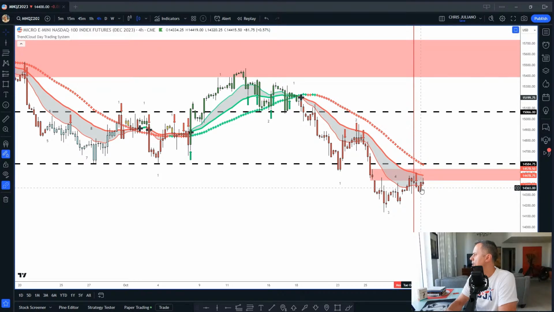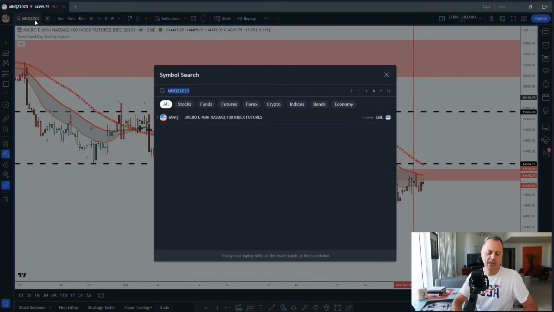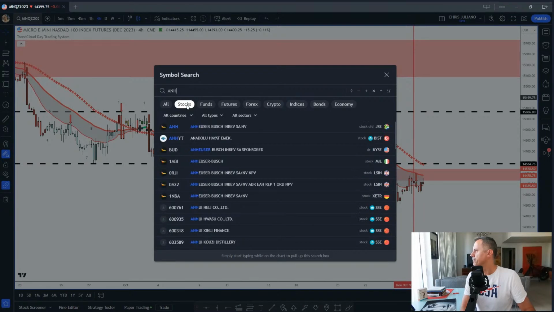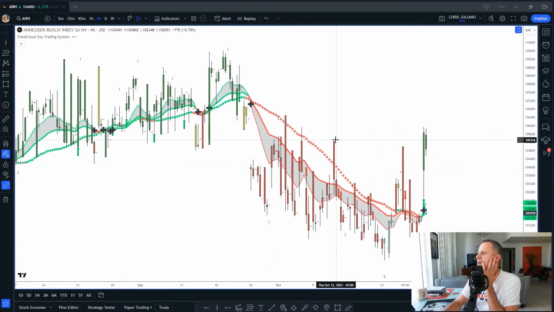Drew a black plus. Oh, okay. ANH. Yeah, let's check it out. ANH, that's a stock. Let's go to the stocks. ANH. Anheuser-Busch? What is the JSE? Anheuser-Busch. Oh, you're in South Africa, right, Hitch? Is that the South African flag?